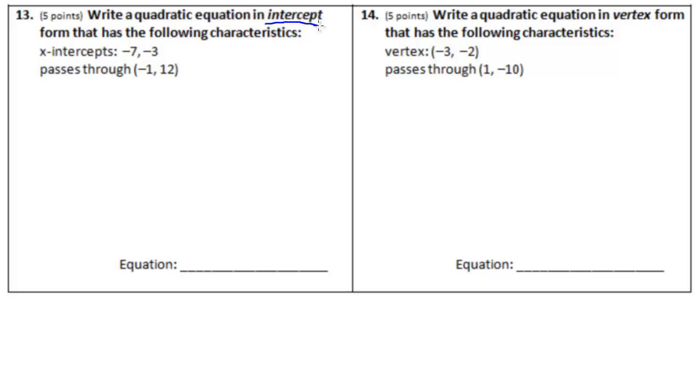Intercept form, let me just write what intercept form looks like. It's y equals a, which is kind of our stretch factor. If it's quadratic, it's going to be (x minus p), p representing one of the intercepts, and (x minus q), q, the other x-intercept. These are the x-coordinates of those intercepts. Intercepts technically are points, (-7, 0), (-3, 0).